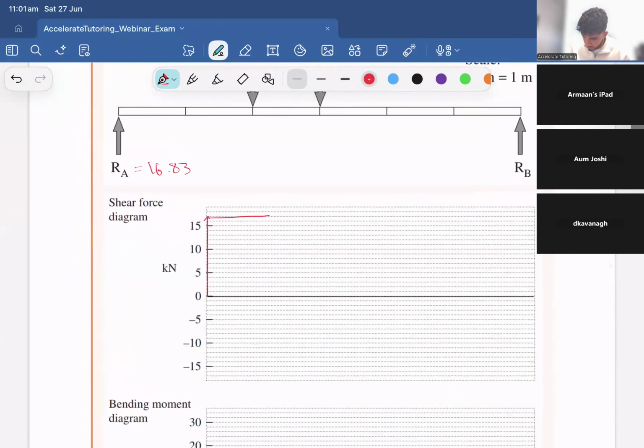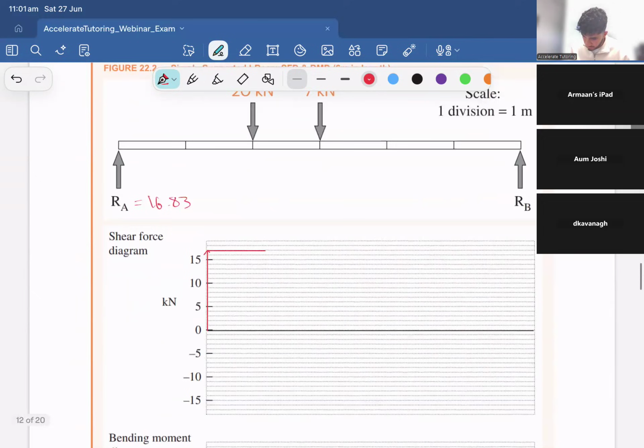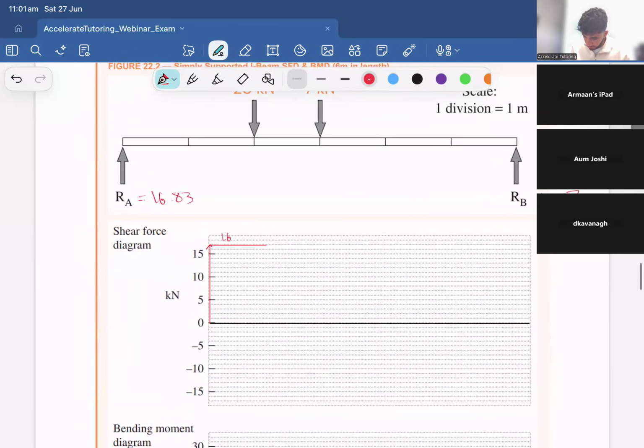16.83, we go up, go across, go down by 20. So 16.83 minus 20 is negative 3.17, so that's about there. Go across at negative 3.17, go down by 7 again. So now we're at negative 10.17. All the way across, back up to 0. So this is our negative 10.17.